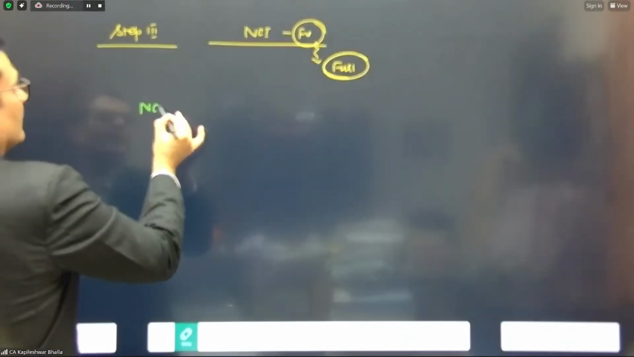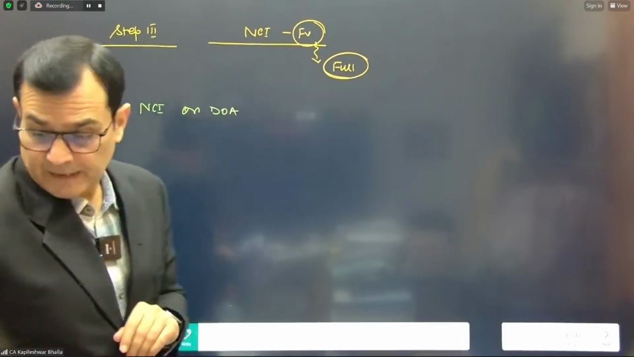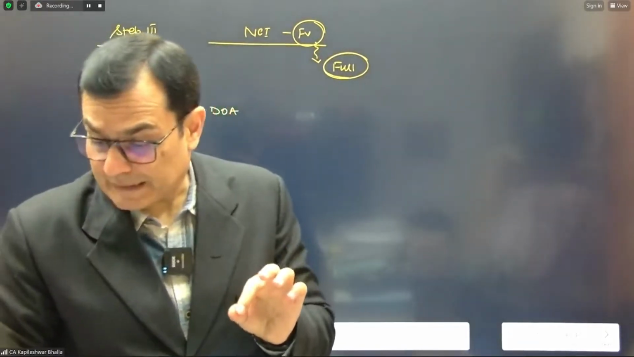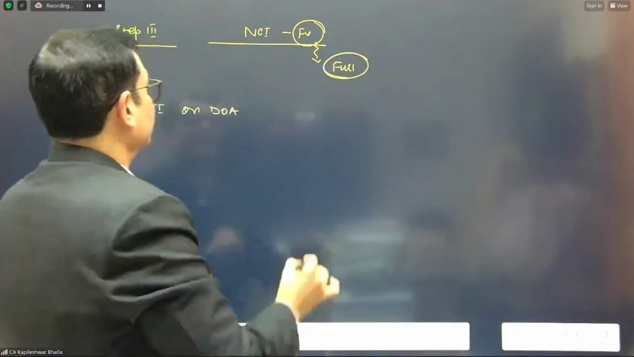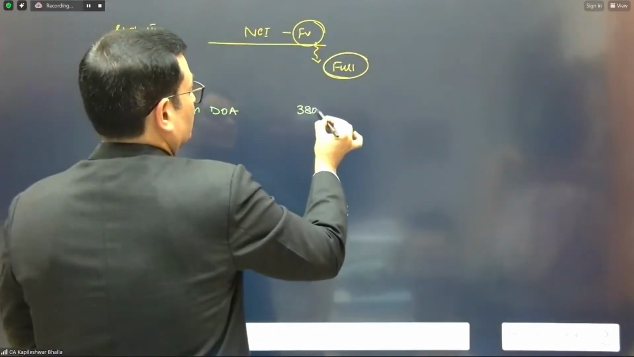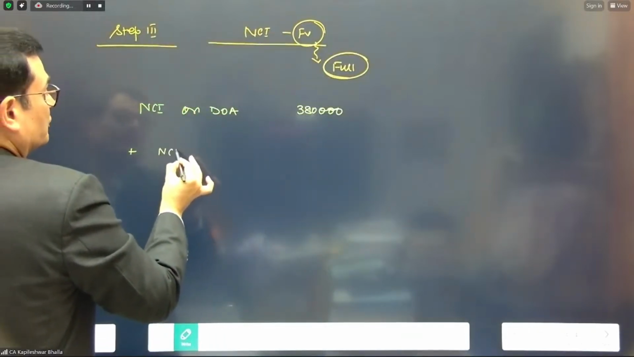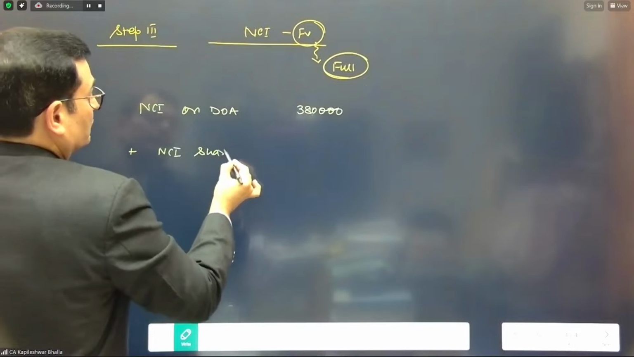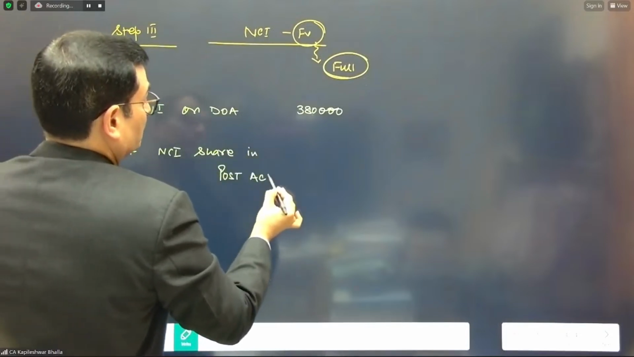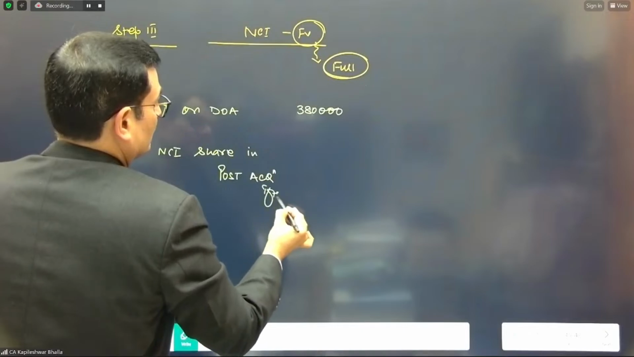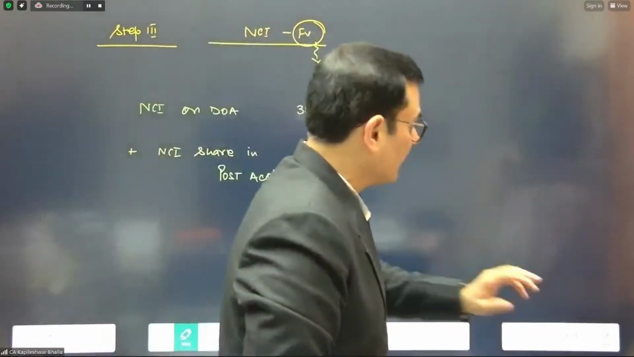So the NCI on the date of acquisition is already given in the question. And it says in the point number 3 that value of the NCI on the date of acquisition is 3 lakh 80. This is already given in the question. And to this, we just need to add the NCI share in post-acquisition profits. The NCI share in post-acquisition profits. And that's already available in the analysis. So we're going to get that information from the analysis.